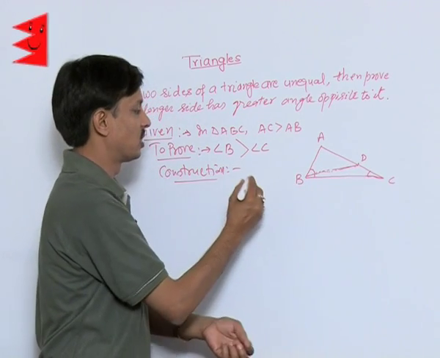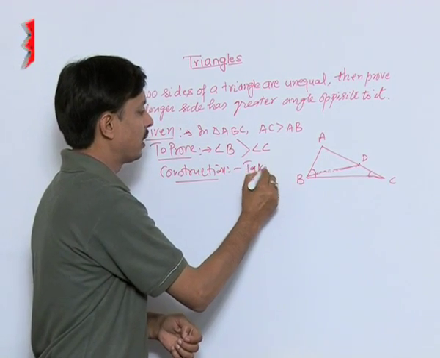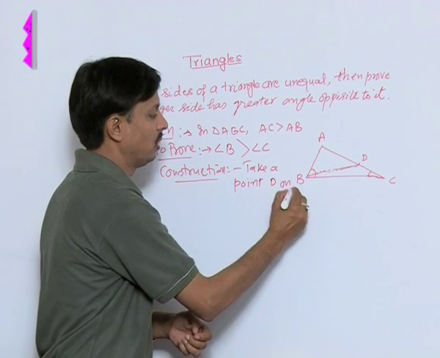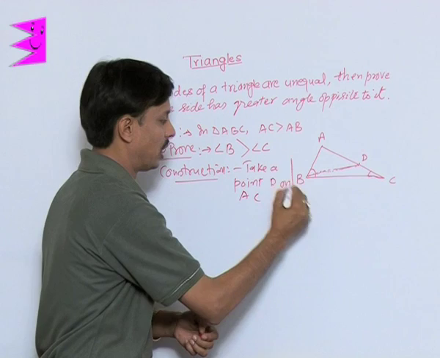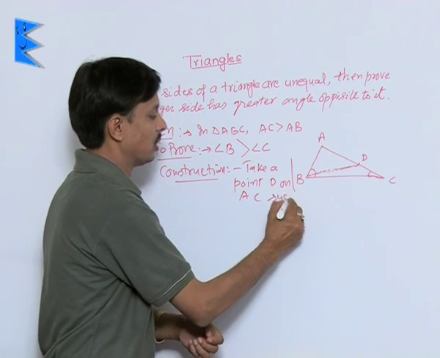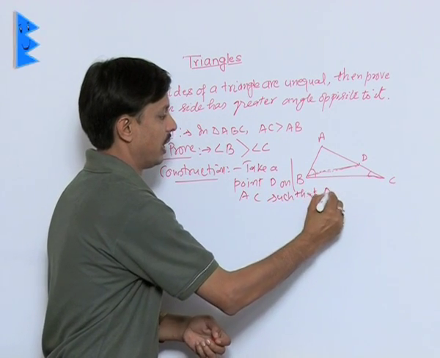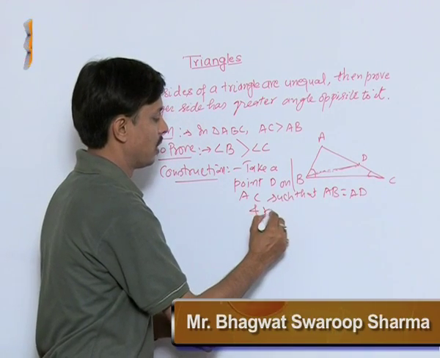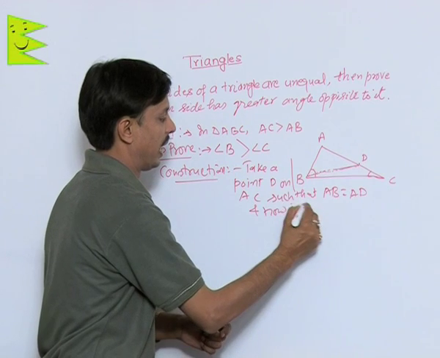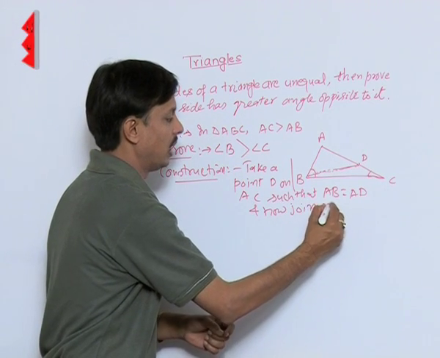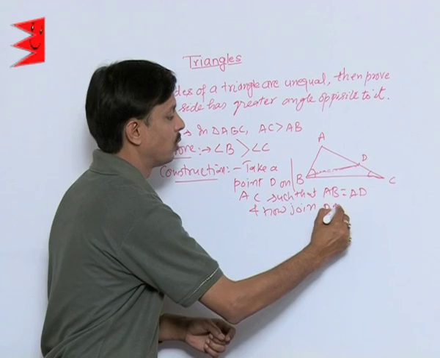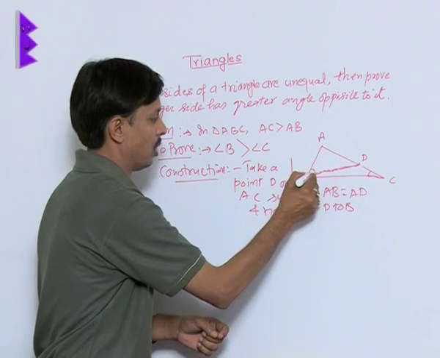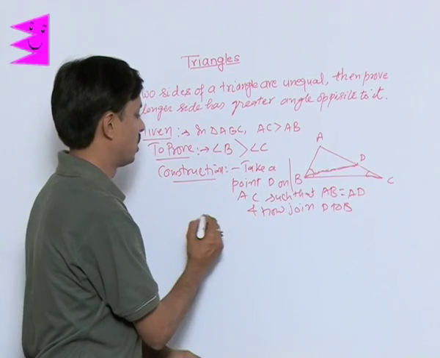So what is the construction actually? Take a point D on AC such that AB is equal to AD, and now join D to B. I have joined D to B. This is joined. So this is a part of the construction.